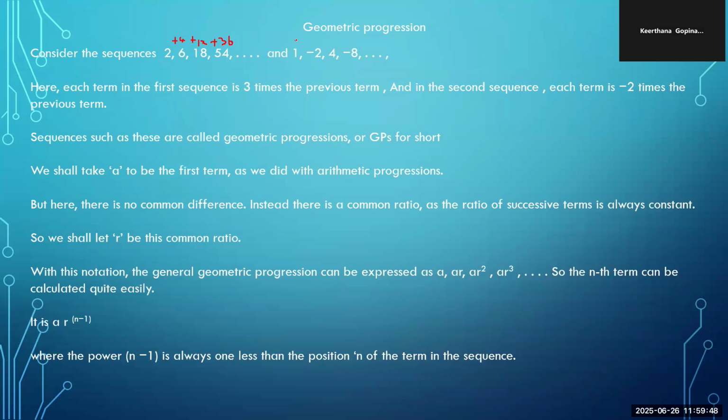Now come to the next example. 1 comma minus 2, here it is minus 3. Minus 2 to 4, this is 6. 4 to minus 8, that is 12. Here again, you see that it varies. The difference between two terms is not constant. Are you getting it?